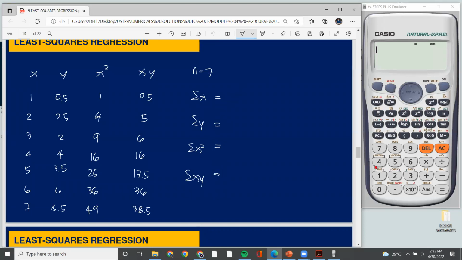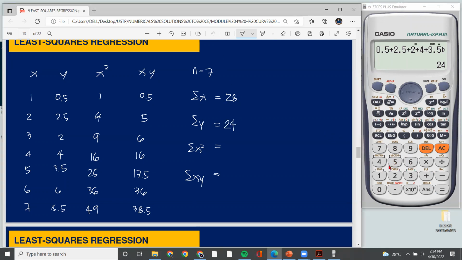So summation of x, 1 plus 2 plus 3 plus 4 plus 5 plus 6 plus 7, 28. The next is summation of y: 0.5 plus 2.5 plus 2 plus 4 plus 3.5 plus 6 and plus 5.5, that is 24.